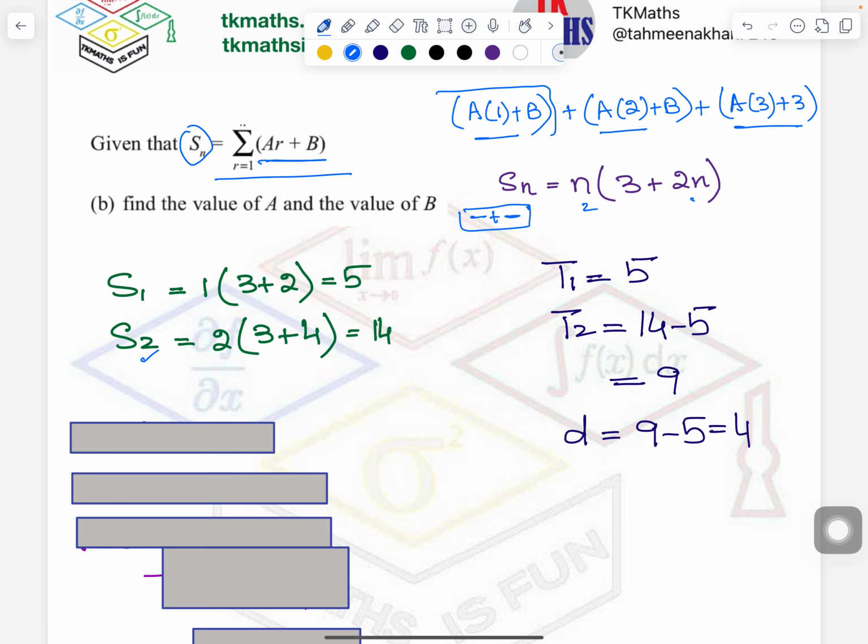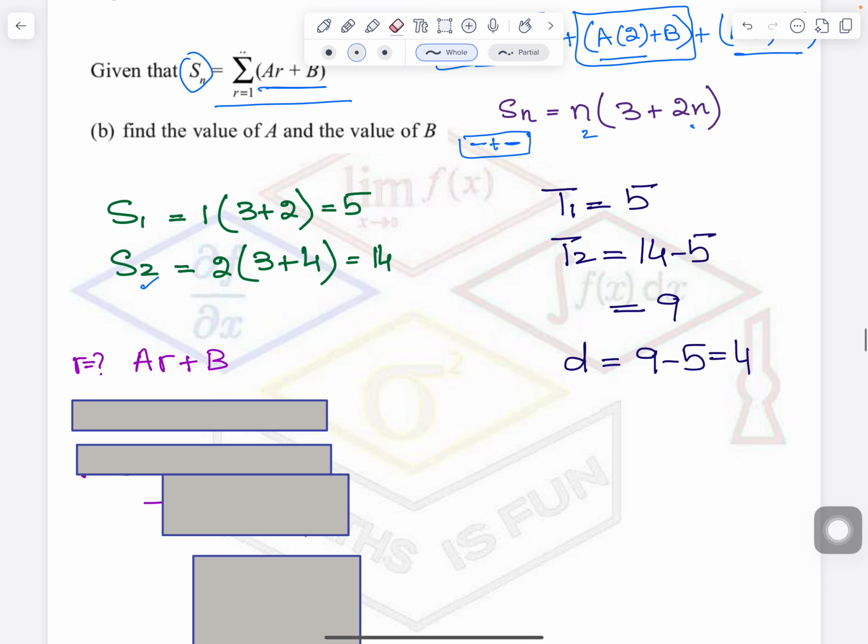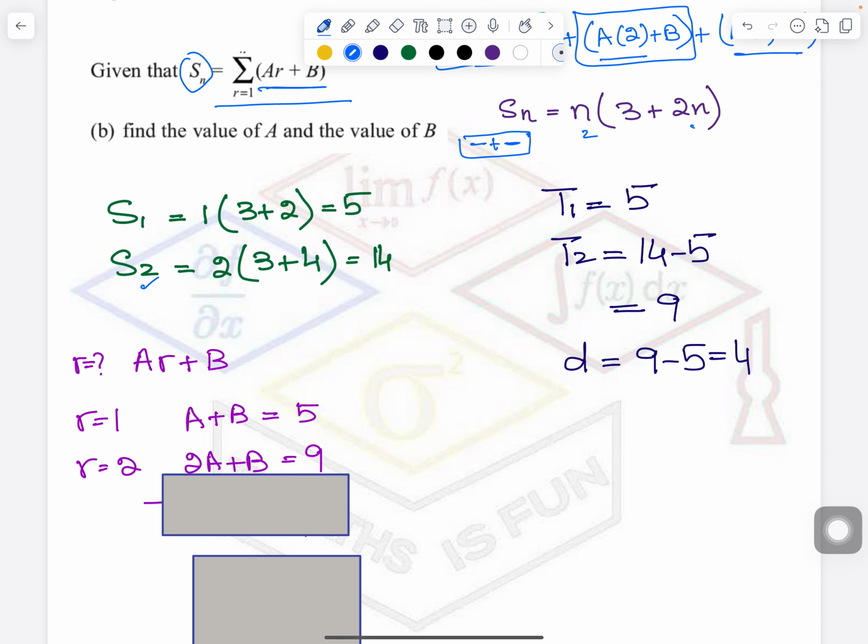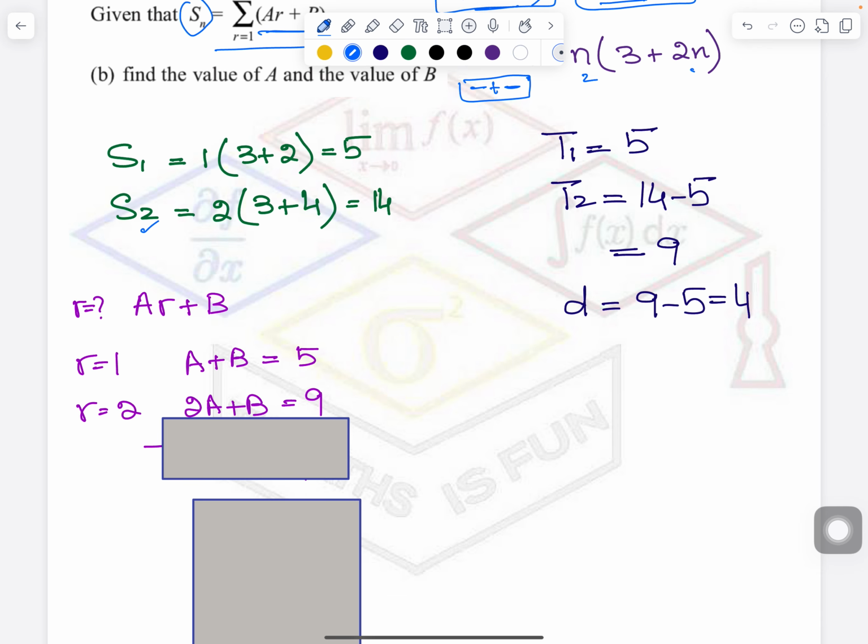So this is my first term. I can say this is equal to 5. This is my second term. I can say this is equal to 9, because the second term is 9. Absolutely right. This will help you to form the equations which you can solve simultaneously to get the values of A and B. So I hope you understood.